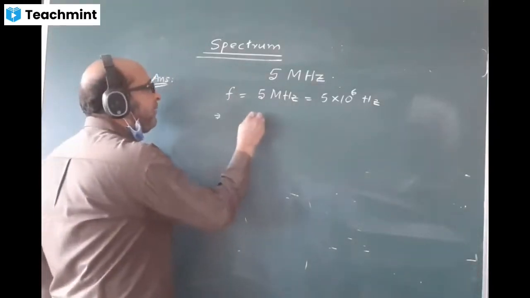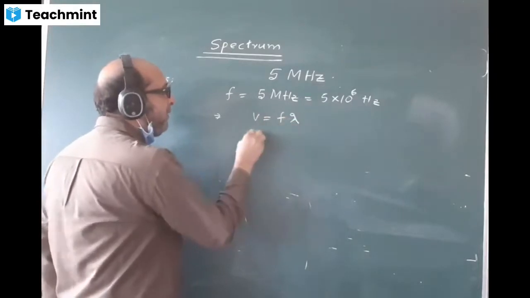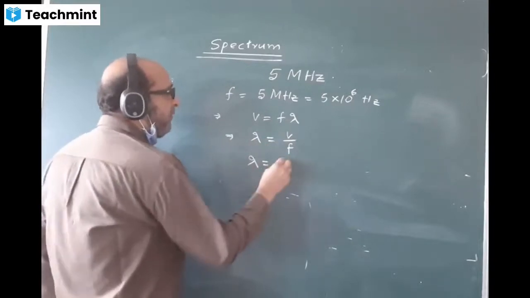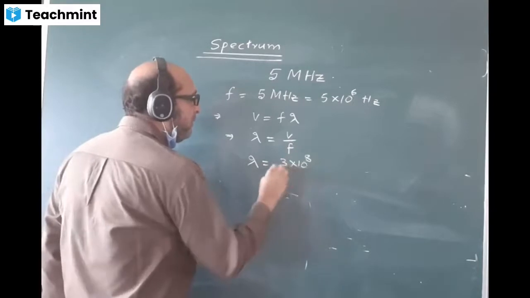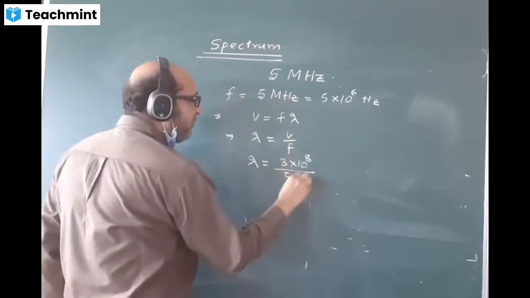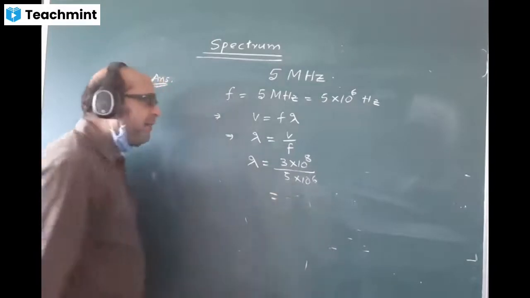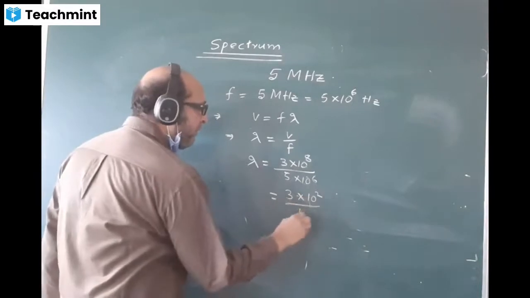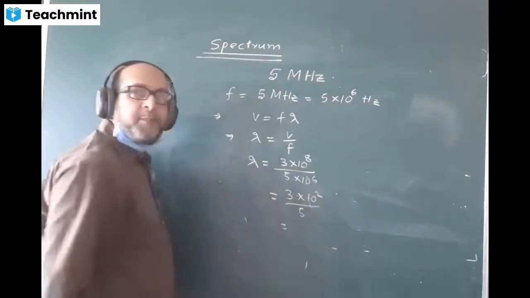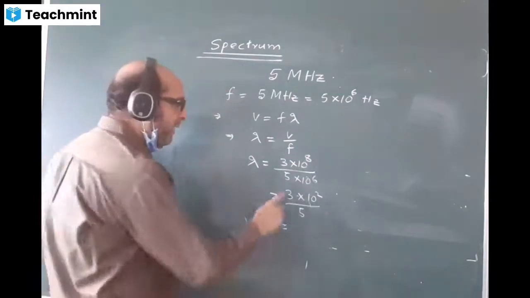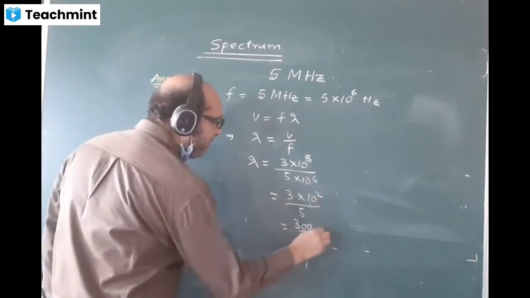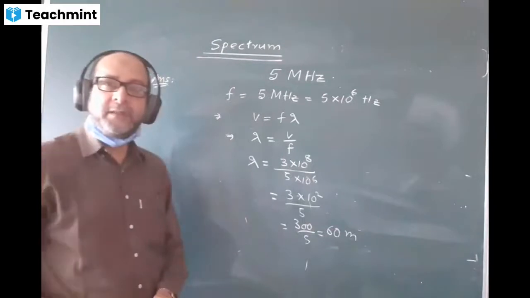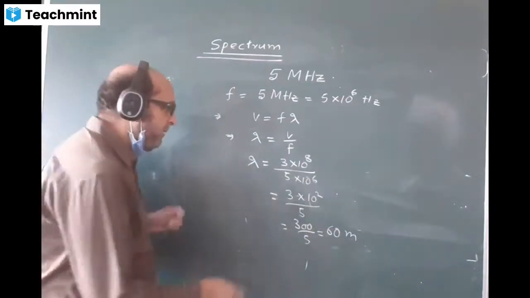Now we will write the formula v is equal to f lambda. Lambda will be equal to v by f. I will find the value of lambda now. The v value is always 3 × 10⁸. Frequency value is 5 × 10⁶. Now we calculate and find the answer. This will keep coming up. It will be 3 × 10⁸ divided by 5 × 10⁶. The power is small, 10 squared is 100. So 300 divided by 5. The answer is coming 60. Unit is meter, the SI unit is meter. The wavelength is coming 60 meter. That is the answer.